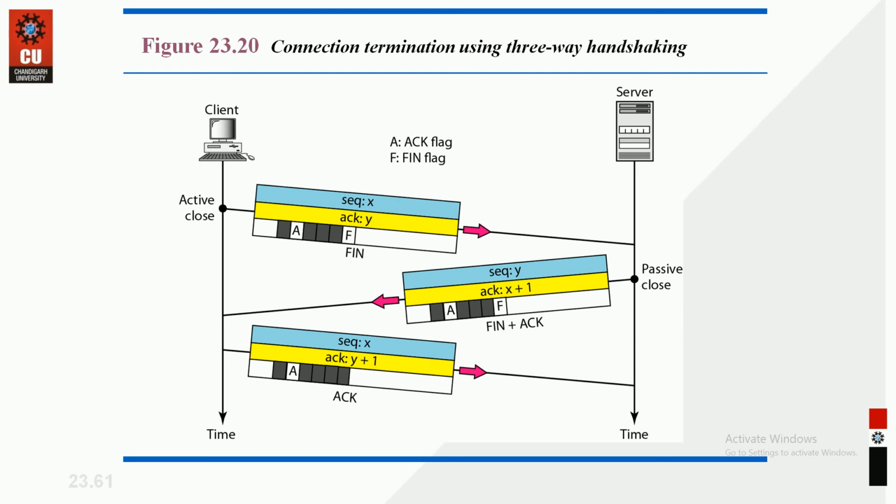Now terminate the connection. Now the server replies with its sequence number, which is Y, and acknowledgement number X plus 1, because the sequence was X, so it receives the acknowledgement X plus 1. Then the other side replies with sequence X and acknowledgement Y plus 1. Now on the last we have only acknowledgement. On the first we have the final. On the second we have final plus acknowledgement.